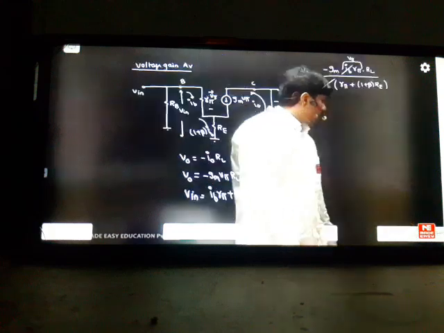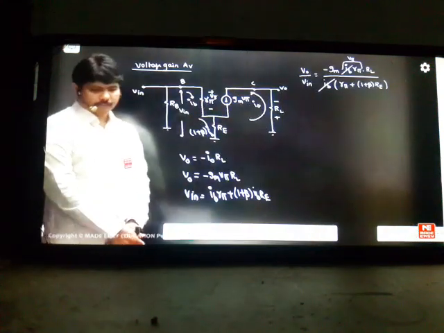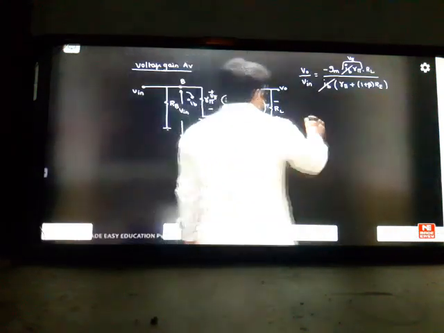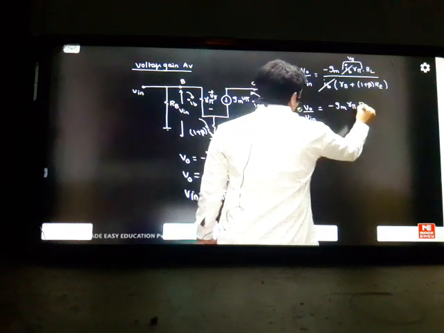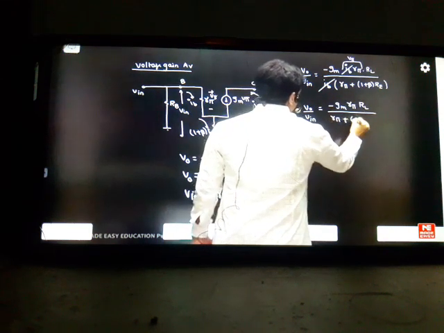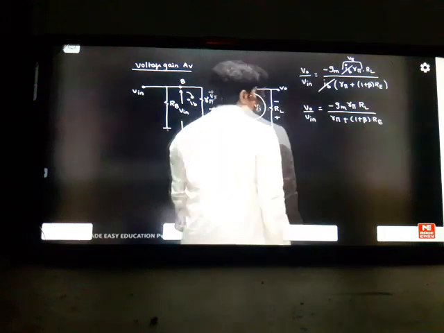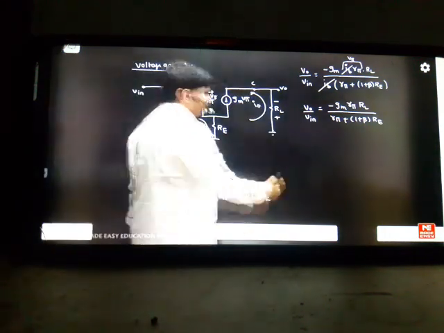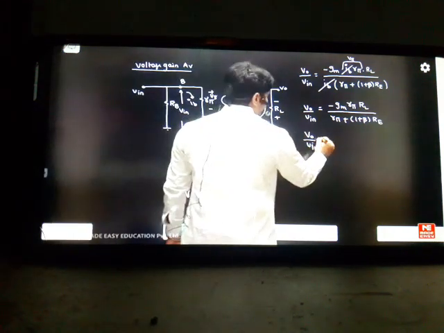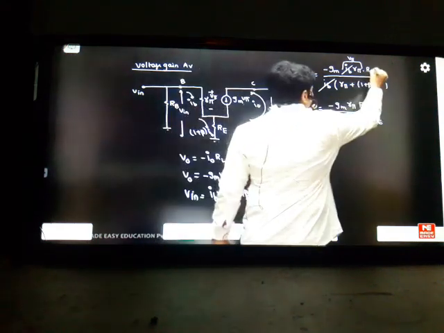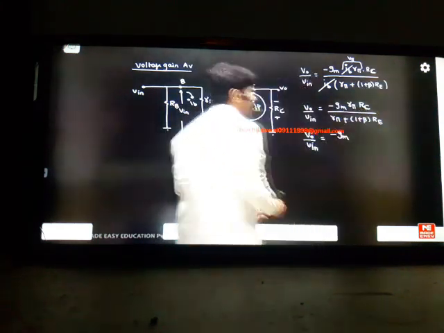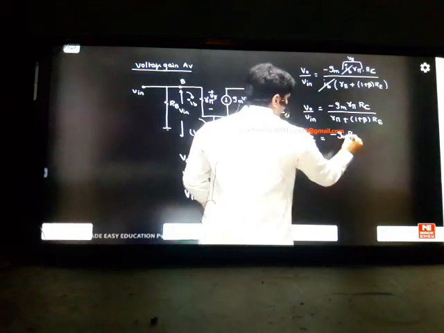So this is about your concept. What is V naught by VIN? The answer is minus gm into Rπ into RL divided by Rπ plus (1 plus beta) into RE. So you are getting the gain like this. If you want to make it a good formula with a good structure, do some more simplification: minus gm into RL. Here RL means, according to our class, RC. Don't get confused, this is RC, my load is RC here. So minus gm into RC, keep it like that, divided by this.